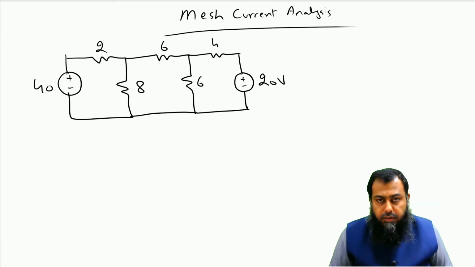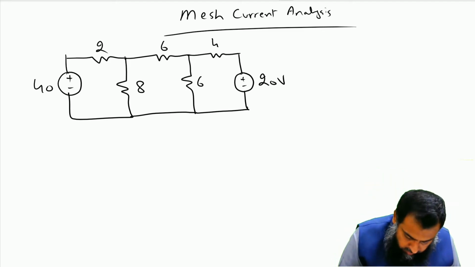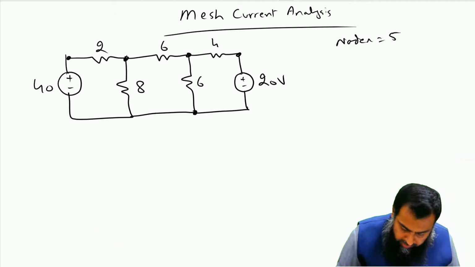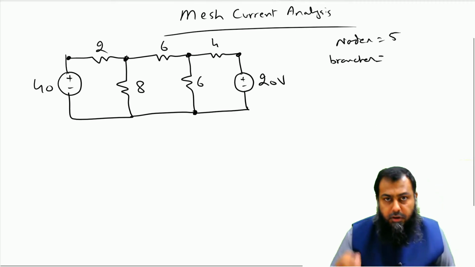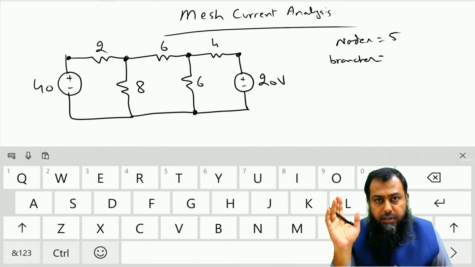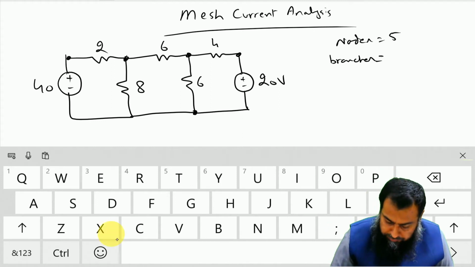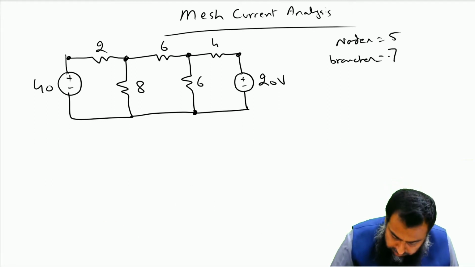To see what is the total number of required mesh equations for this particular circuit, we first need to calculate the total number of nodes and the total number of branches in this given circuit. If you see here, we have this node 1, 2, this node 3, this is node number 4, and this is node number 5. So the total nodes is equal to 5, and there are 7 branches in this given circuit. Remember that the number of branches is equal to the total number of elements in a given circuit.